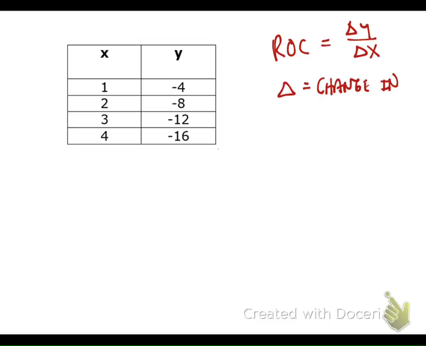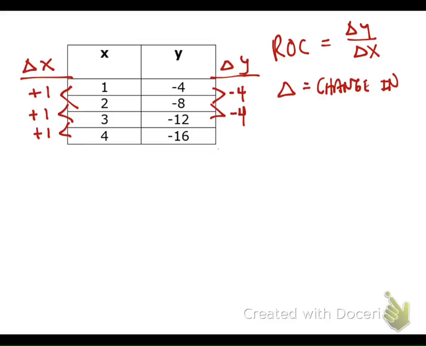Okay, so what we have to do is add some columns to the table that already exists. The reason I start with a table is because this is going to be the most common way that we find our rate of change, because on a table you can really see our delta x and our delta y, or our change in x and our change in y. So what I want to look at is, what was my change from 1 to 2? Well, I added 1. From 2 to 3, added 1. From 3 to 4, added 1. Now, over here, my delta y, I subtracted 4. 8 to negative 12, I subtracted 4. Negative 12 to negative 16, I subtracted 4.